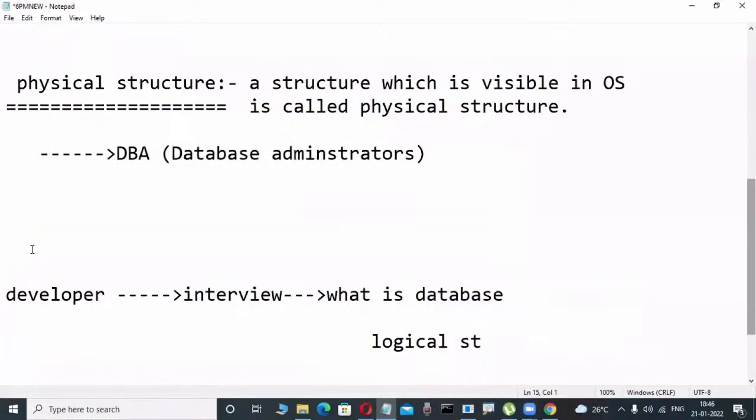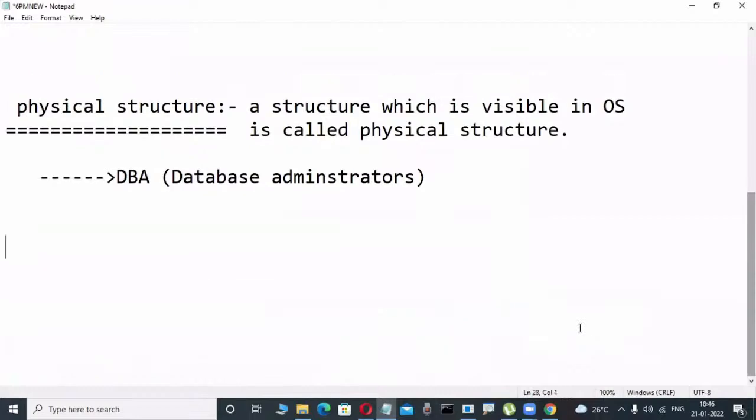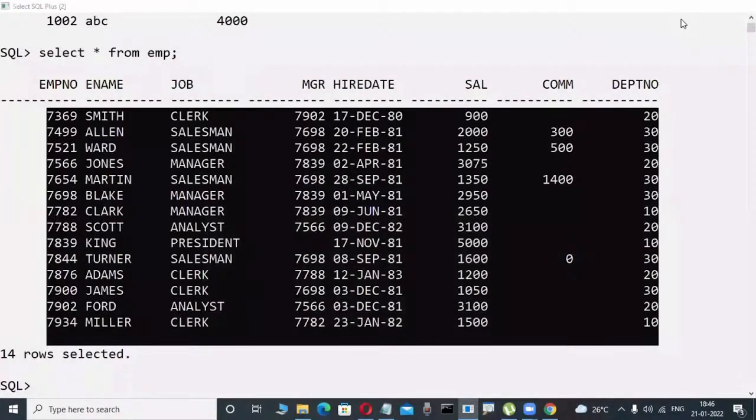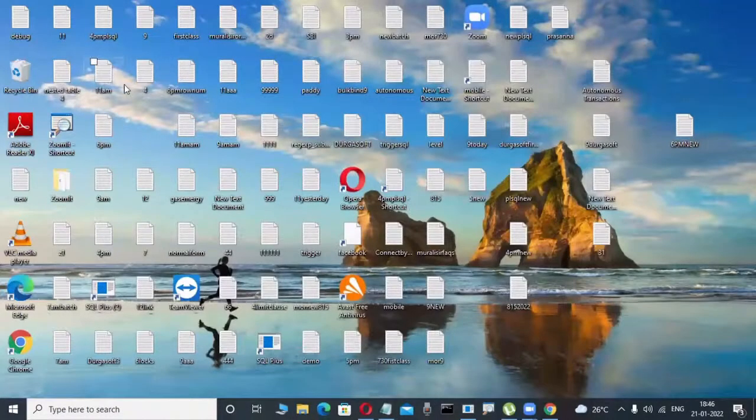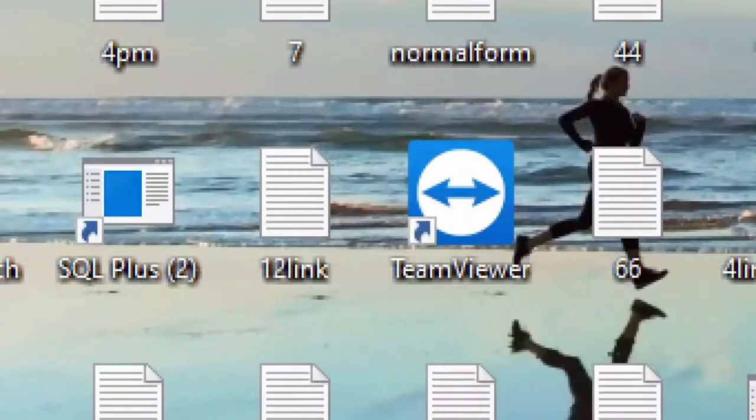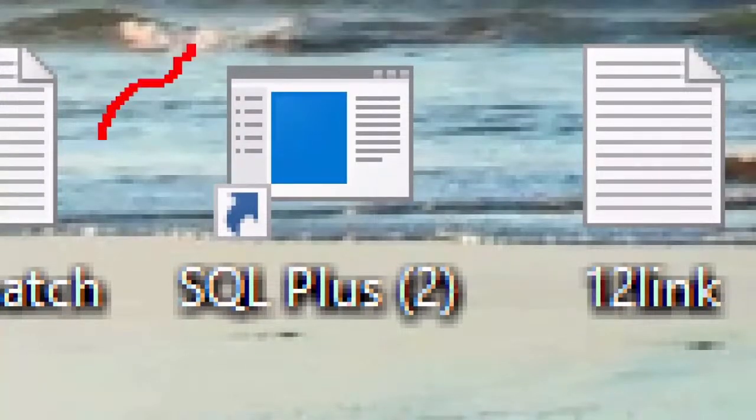Okay, fine. Now check it out. Observe it here. Suppose on the screen, does anybody observe it? What is this one? Something is there on my screen, maybe.